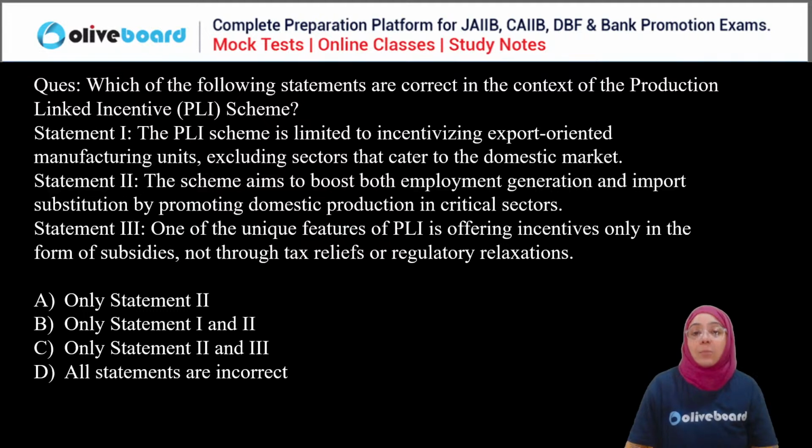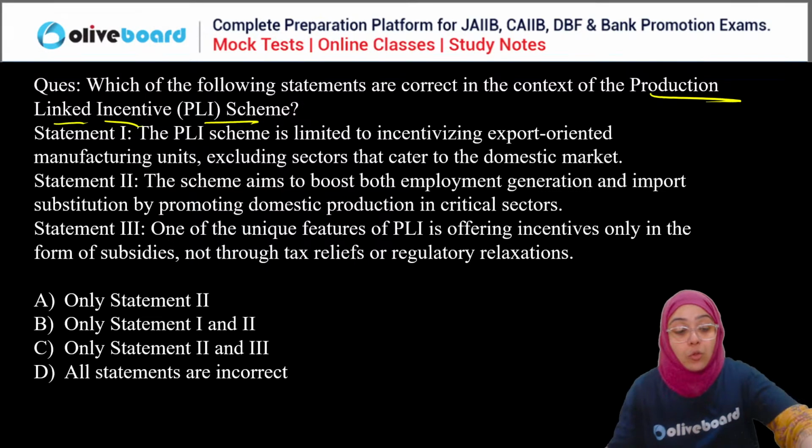Which of the following statements are correct in context of the production linked incentive scheme? First, the PLI scheme is limited to incentivizing export oriented manufacturing products, excluding sectors that cater to the domestic market. Second, the scheme aims to boost both employment generation and import substitution by promoting domestic production in critical areas. Third, one of the unique features of the production linked incentive is offering incentive only in the form of subsidies, not through tax relief or regulatory relaxation.